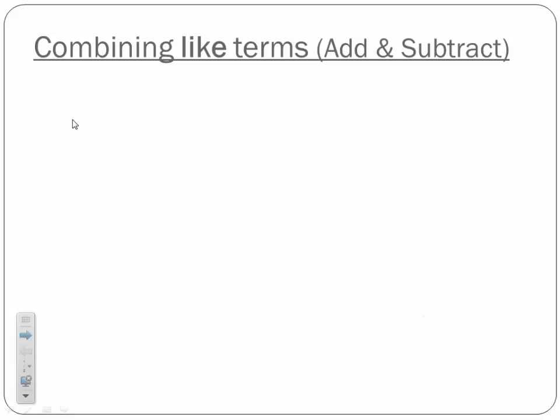Okay, so this is your combining like terms video. Make sure you're on the right side that says add and subtract. Like means the same. So you can think of the word alike. If things are like, that means that they're the same. We're going to use variables to determine that in a second.